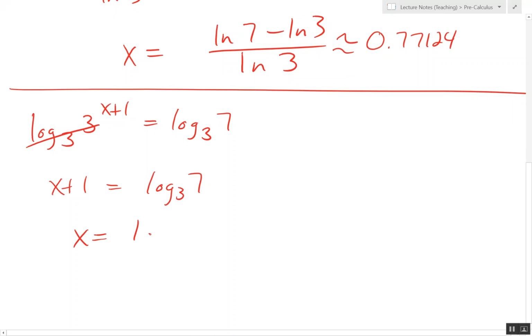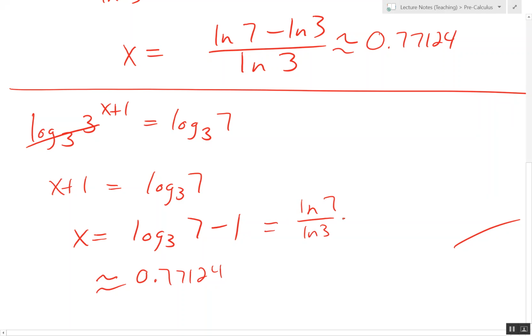We get x equals log base 3 of 7 minus 1. And let's run that and see what that is. When you run this in the calculator, you get again 0.77124. And really, if you do a change of base on this, you'll just get ln of 7 over ln of 3 minus 1, and multiplying this by ln of 3 over ln of 3 gives you ln of 7 minus ln of 3 all over ln of 3, which is our previous answer.